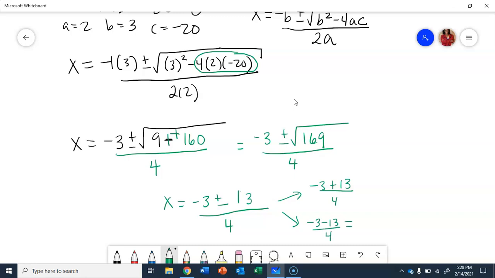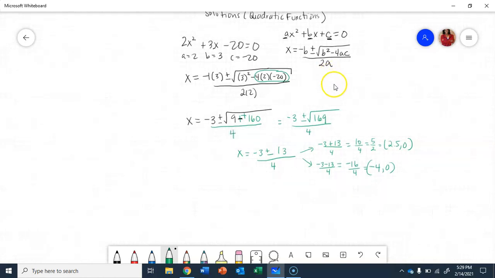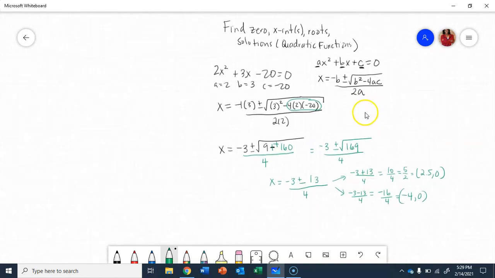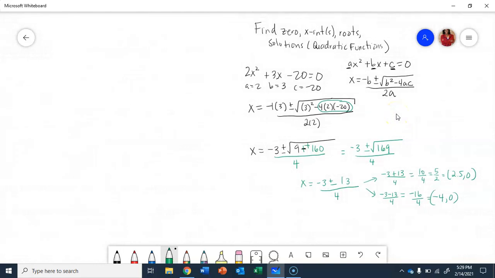Now this one, to me, is real straightforward, because negative 3 minus 13 is negative 16 divided by 4. So one of my x-intercepts is at negative 4, 0. This one is 10 over 4, which dividing them both by 2 is 5 halves. So my other x-intercept is at positive 2.5, 0. So there are your two x-intercepts. Be very careful. I enjoy using the quadratic formula very much, just because you just get your answers. Decimal, whole number, doesn't matter, okay?